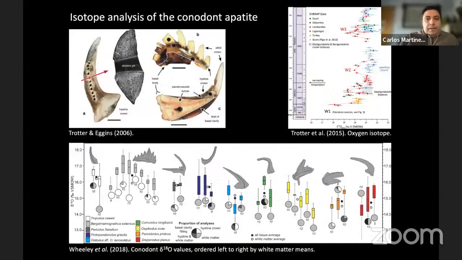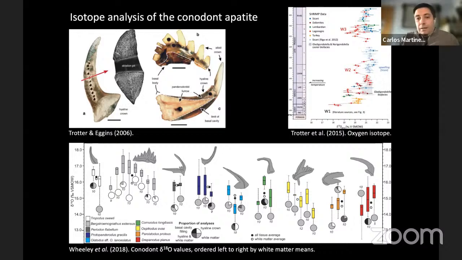But the important thing in this is that conodonts, because of this hypermineralized tissue, have been the target for geochemical studies for a long time, because this apatite is very stable. So we can think that the original isotopic signal is still there, so we can use it for paleoclimate reconstruction, for past ocean chemistry, temperature, etc.